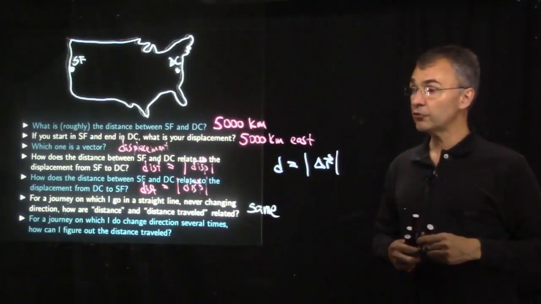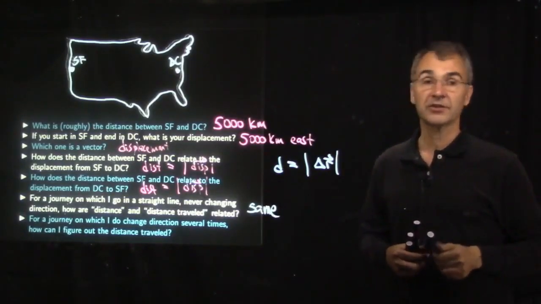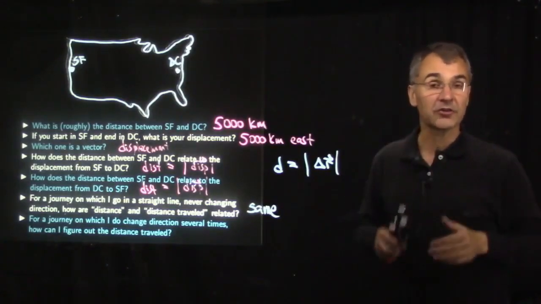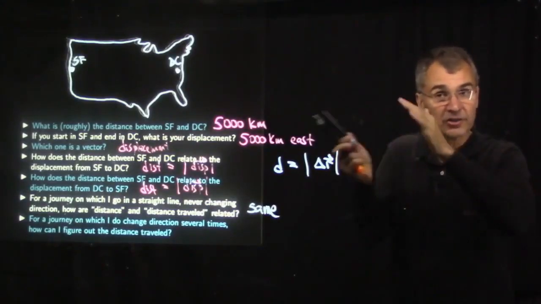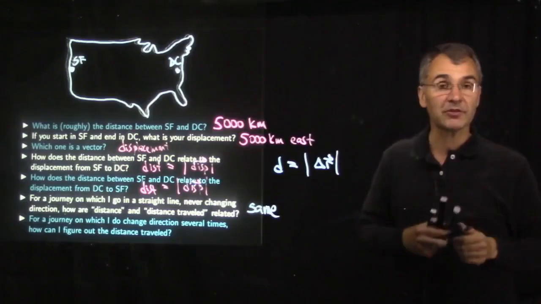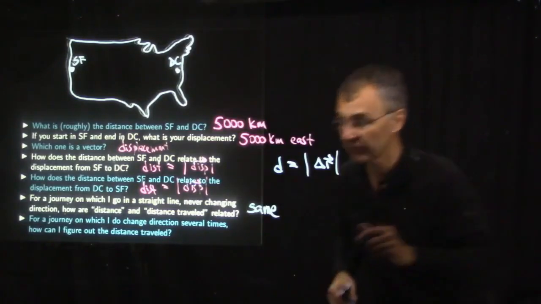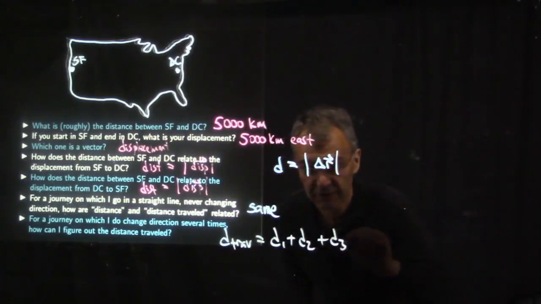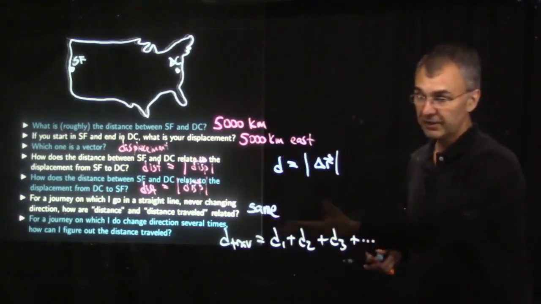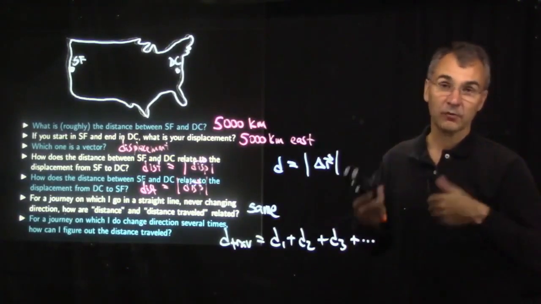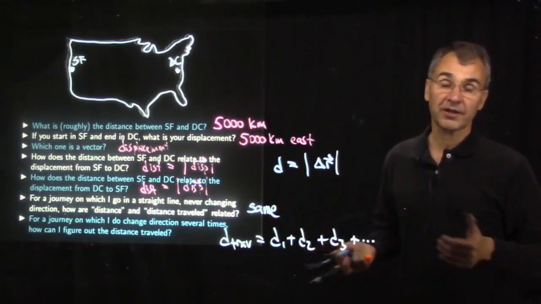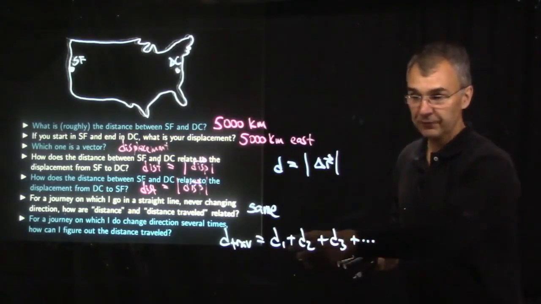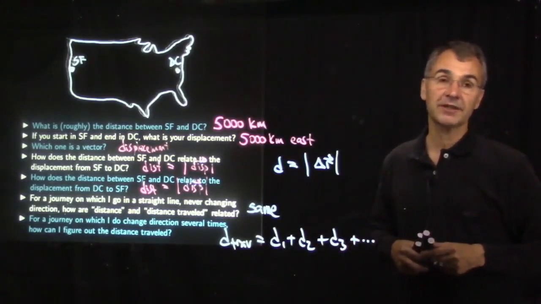For a journey on which I do change direction several times, how can I figure out the distance traveled? Well, I have to split the trip up into segments where for each segment I don't change direction. So every time I change direction, I have to start a new segment. I split the trip up into segments and I add up the lengths of all of those segments. So the distance traveled is, let's say, d1 plus d2 plus d3, however many segments there are. And how many segments are there? Well, there's one segment plus however many times I change direction. If I never change direction, it's just one segment. If I change direction once, I have two segments. If I change direction twice, I have three segments. So then we work out the distances of those individual segments and add them together to get the distance traveled.